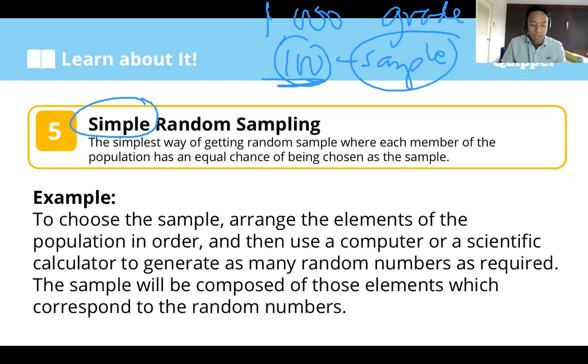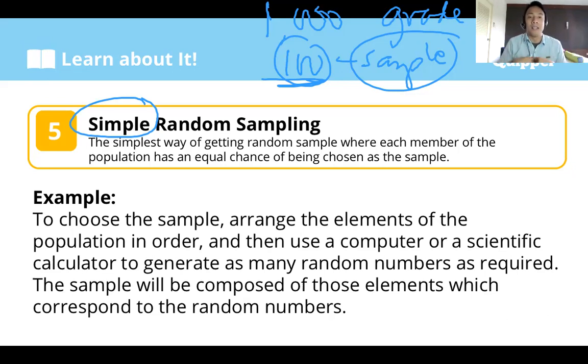One example again here, to choose the sample, arrange the elements of the population in order, and then use the computer or scientific calculator to generate as many random numbers as required. The sample will be composed of those elements which correspond to the random numbers. So it's like what I've said, pwede kayong gumamit ng fishbowl. Kung 100 yung kailangan mo, then you will just pick 100 papers. But make sure yung 1,000 na numbers andoon.